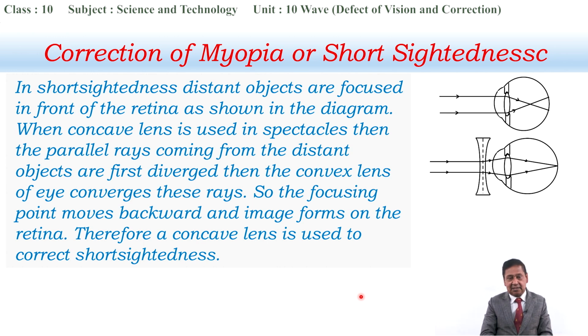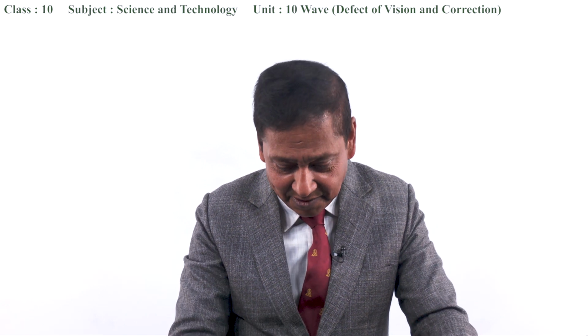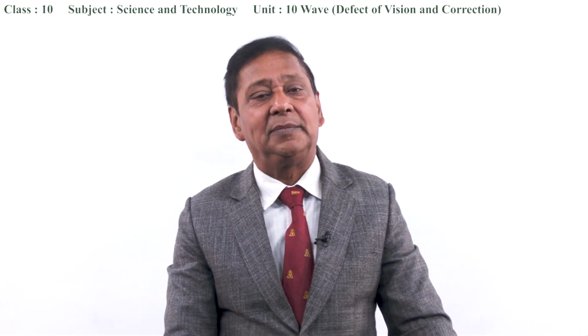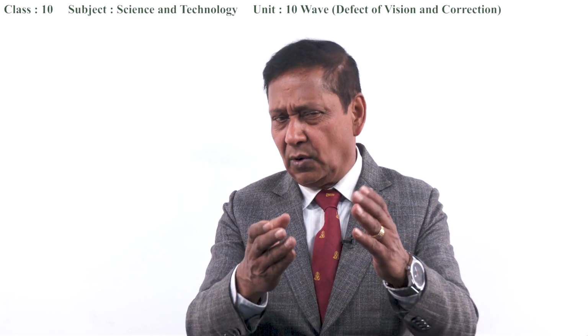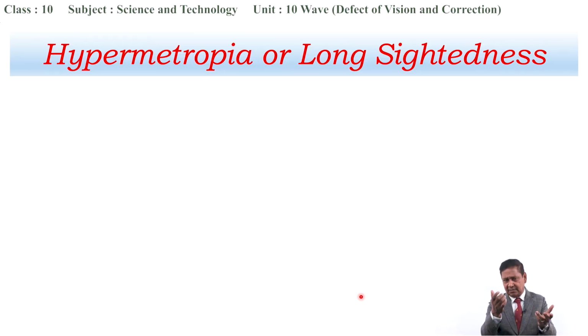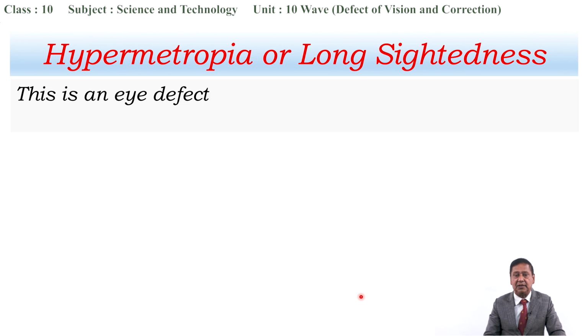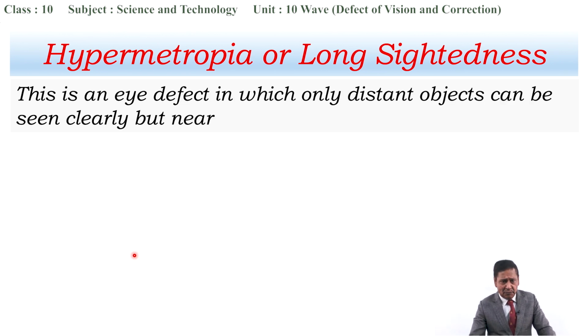Clear? This is all about myopia: the characteristic of myopia, the reason of myopia and the correction of myopia. Now, let's talk about another defect, hypermetropia or long-sightedness. Looking at the word long, just remember this long means distant. Distant objects can be seen clearly, near objects cannot be seen clearly. This is the definition of long-sightedness.